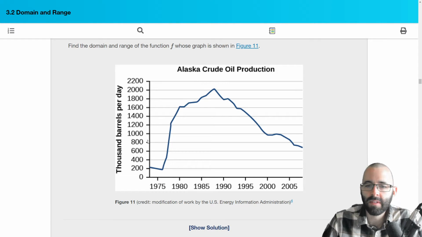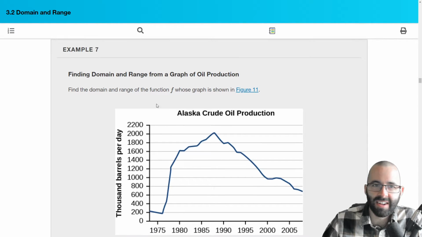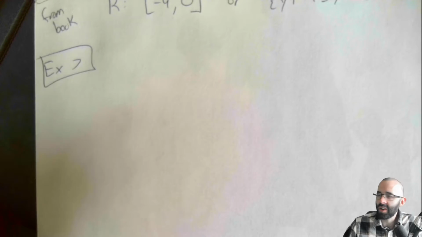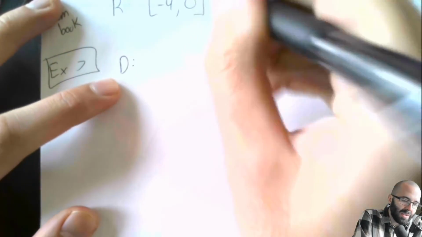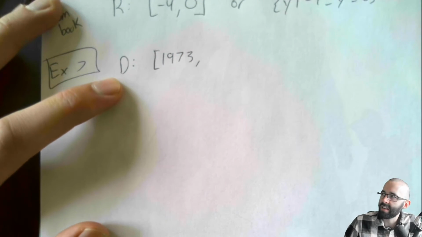So we just do the same thing for domain. What's the furthest left we go? Kind of hard to see, right? We have 5-year blocks. Maybe this is 2 years. I don't think this is the best created graph. Yeah, it looks to be about 2/5 of that year, 1973. Okay, so for our domain for this one, we start at 1973, and we have data there, so that's included with the bracket.